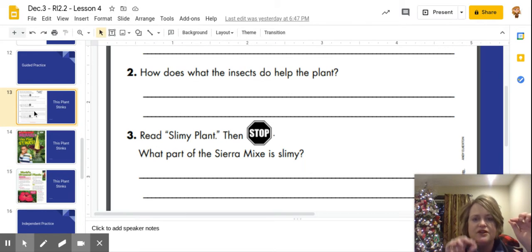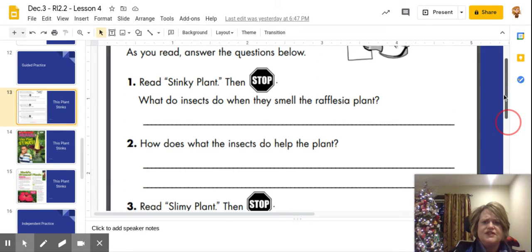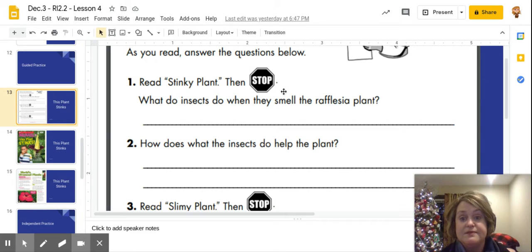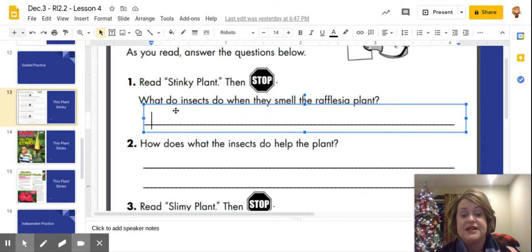Now, we are still going to do some thinking about our text. And the first question says, what do insects do when they smell the Rafflesia plant? Well, they go to it, right? It says that they go to it and they get pollen on themselves. So let's go ahead and add that in to our notes-taking sheet.